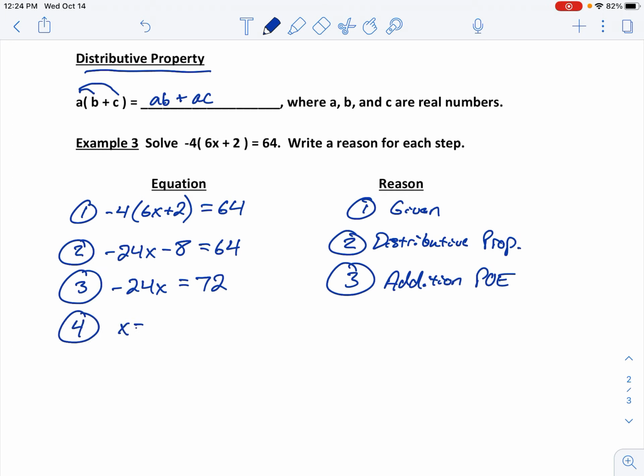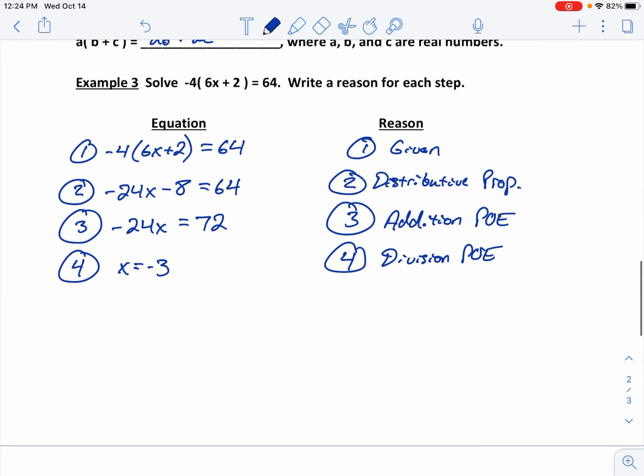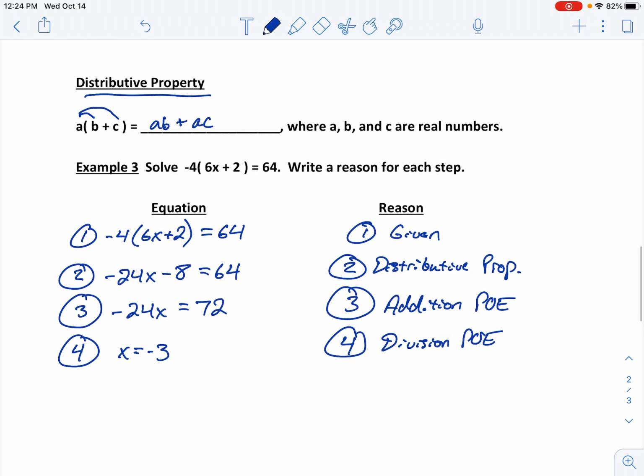And then my last step, x equals negative 3 after I divide both sides by negative 24. So I am using the division property to do that. I'm dividing on both sides. That is, and yes, I was checking, that is our last example. So there is your 2.5 day 1.